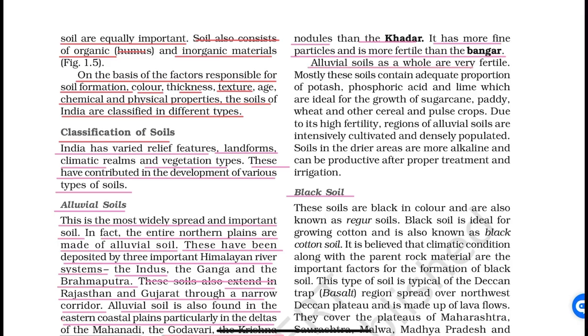Alluvial soils as a whole are very fertile. Mostly these soils contain adequate proportion of potash, phosphoric acid and lime, which are ideal for growth of sugarcane, paddy, wheat and other cereal and pulse crops. Due to its high fertility, regions of alluvial soils are intensively cultivated and densely populated. Soils in the drier areas are more alkaline and can be productive after proper treatment and irrigation.